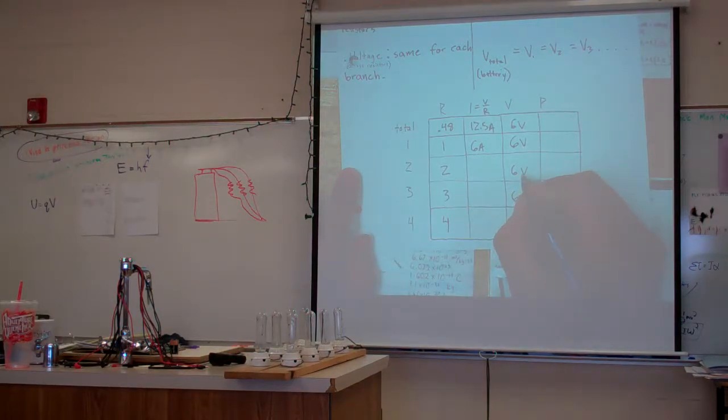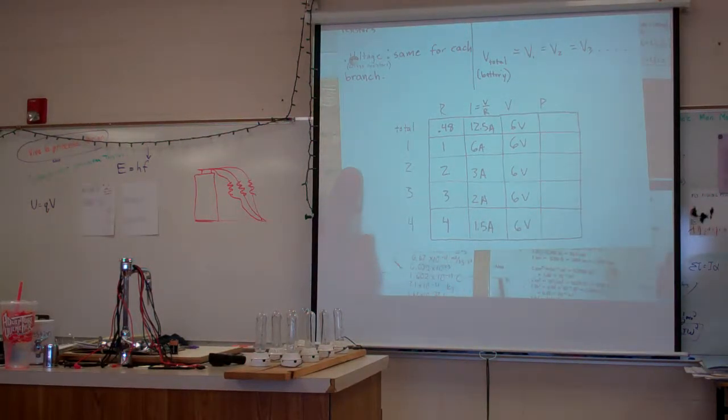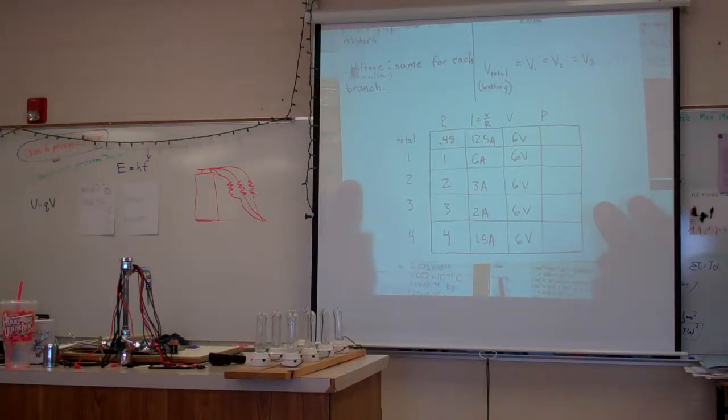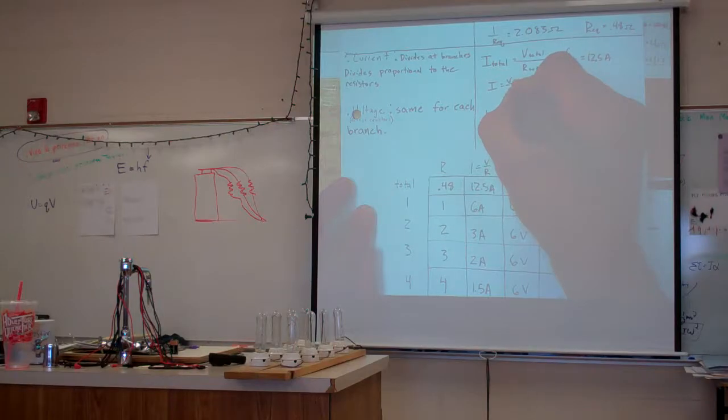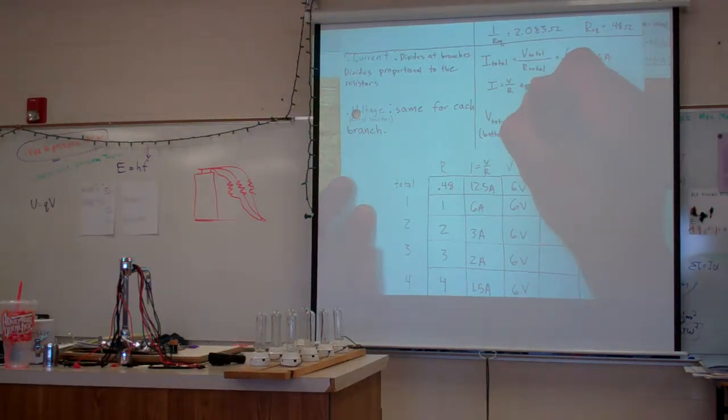So here we're doing 6 divided by 2, 3 amps, 2 amps, 1.5 amps. Let's go up here and we can say I equals V over R applies to each resistor. Where is it the same?